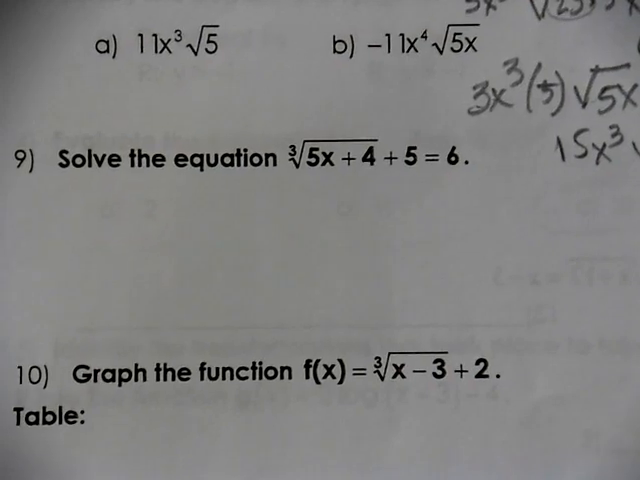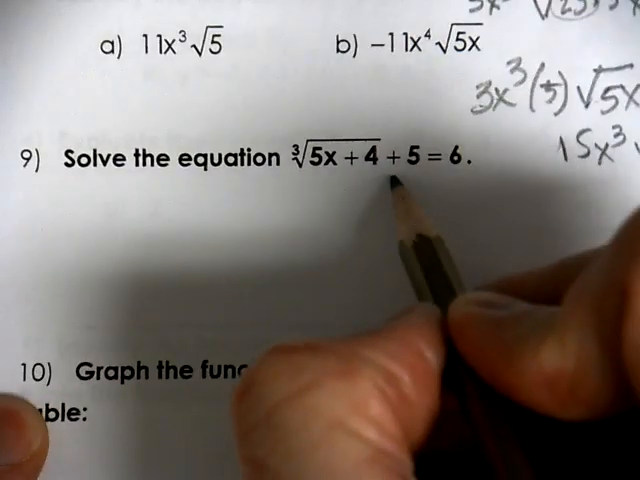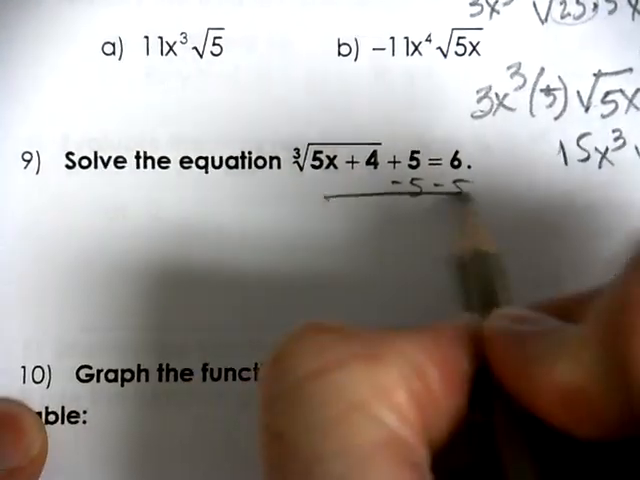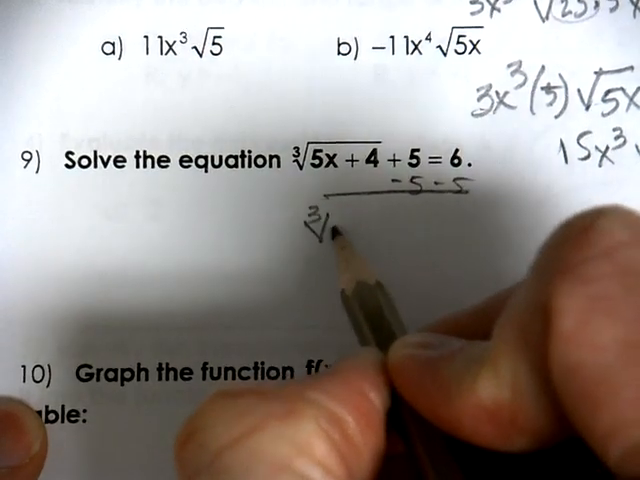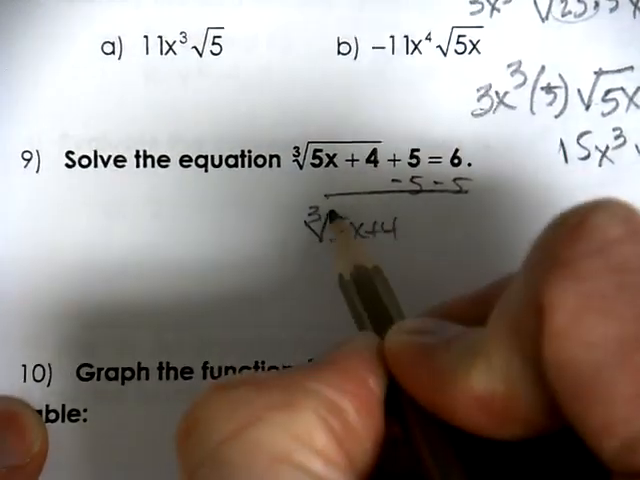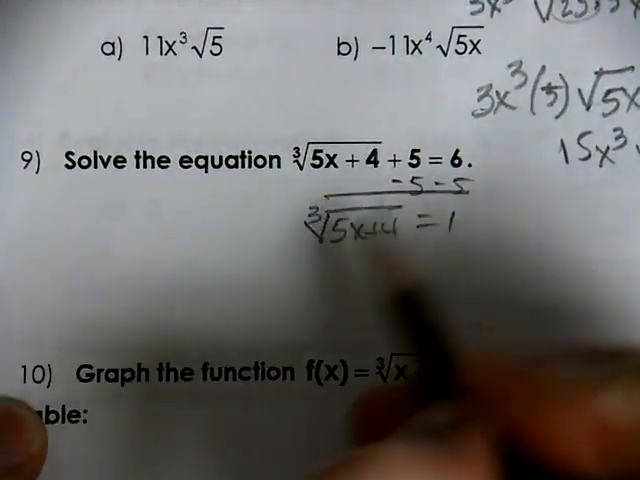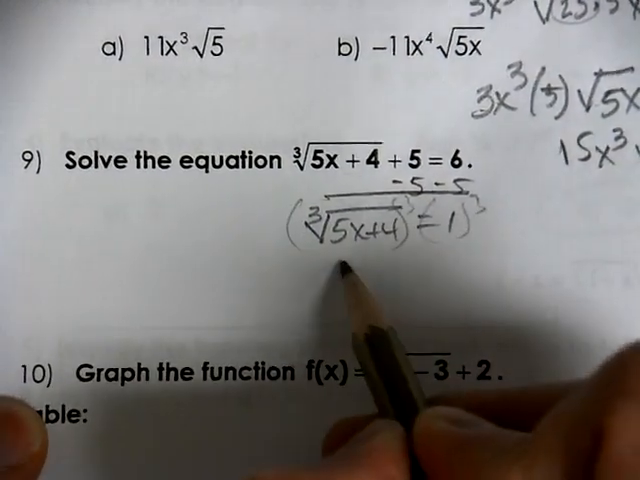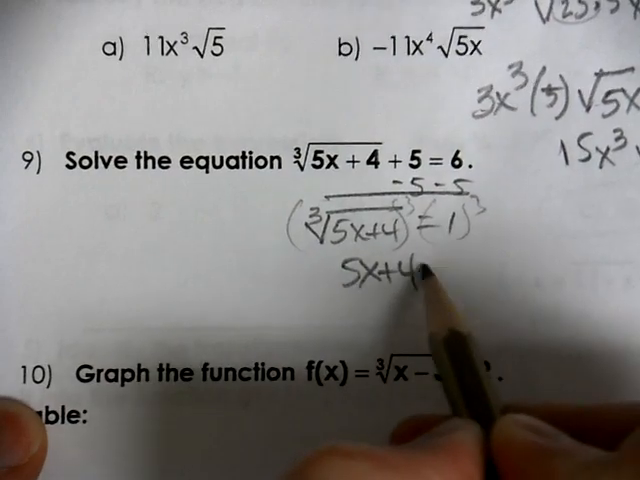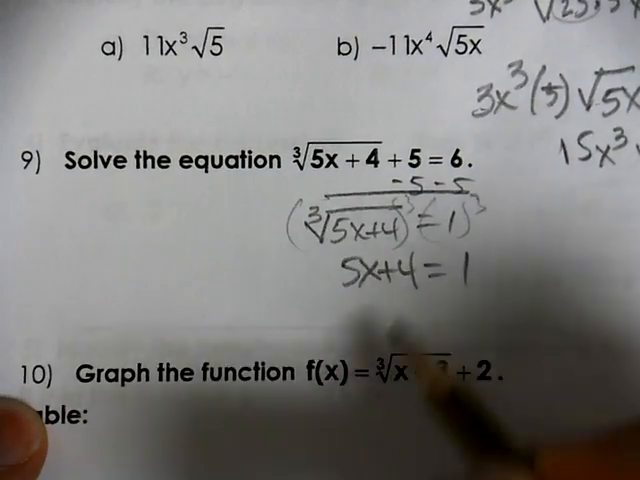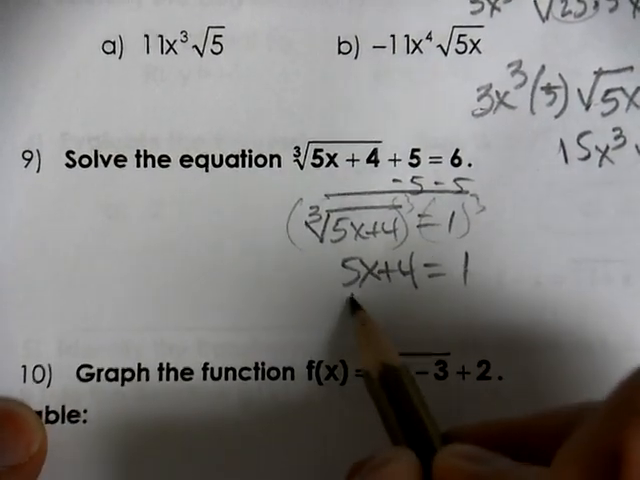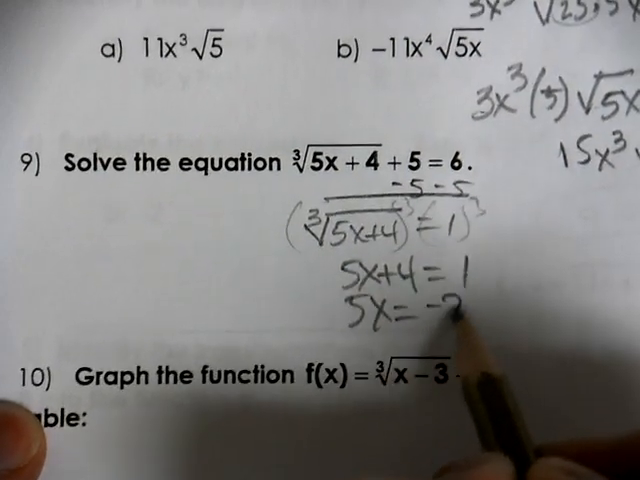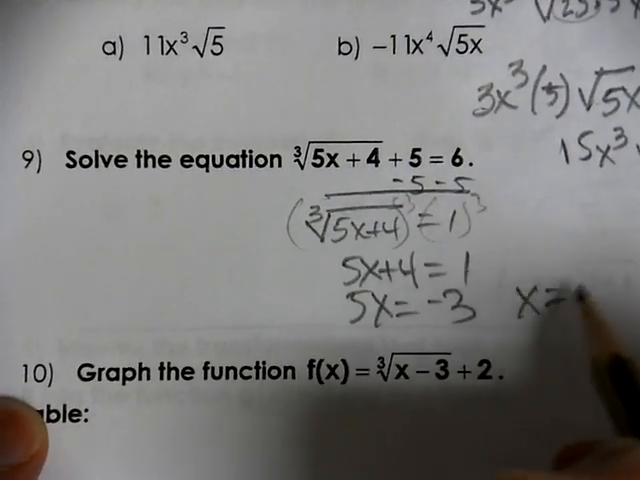If we were going to solve, we would minus 5, that's the cube root of 5x plus 4 equals 1. We will cube both sides. That leaves us with 5x plus 4 and 1 times 1 times 1, which is 1, minus this, and divide by 5.